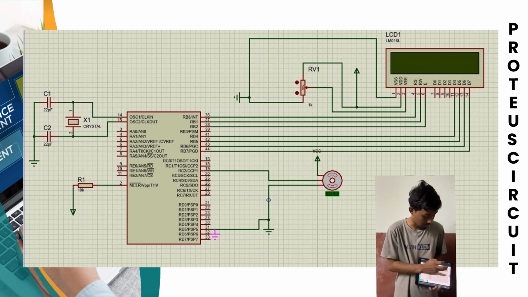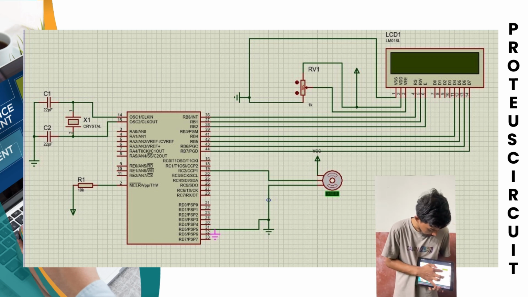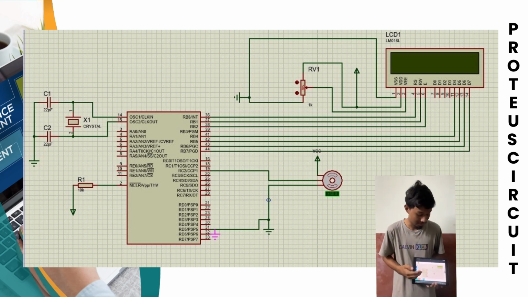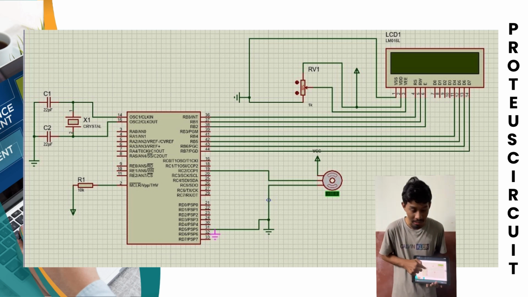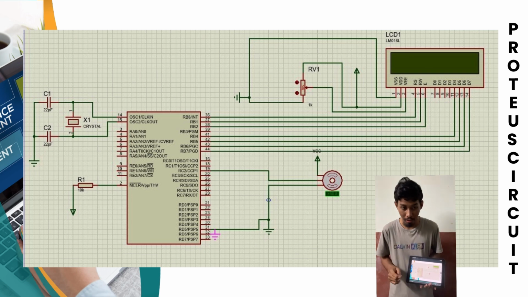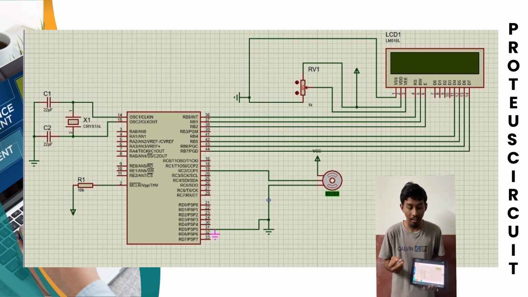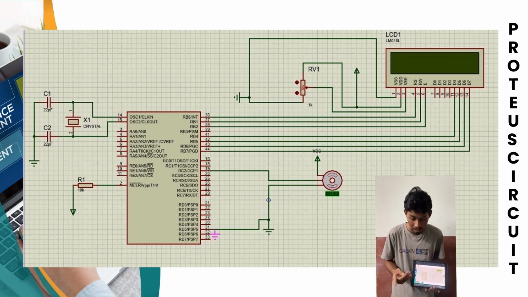For connecting the LCD to the PIC, first, the RS pin connects to RB0, the RW pin connects to RB1, the E pin connects to RB2. The D4, D5, D6 and D7 pins connect to RB4, RB5, RB6 and RB7.